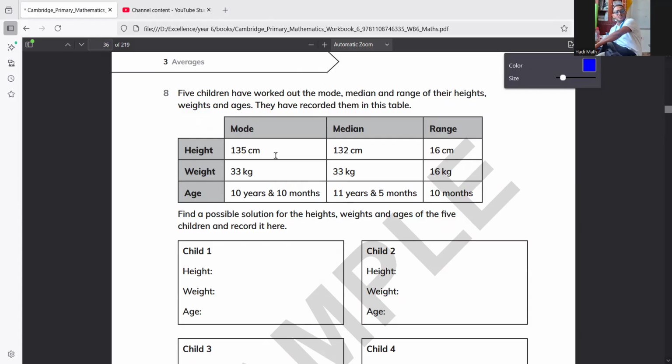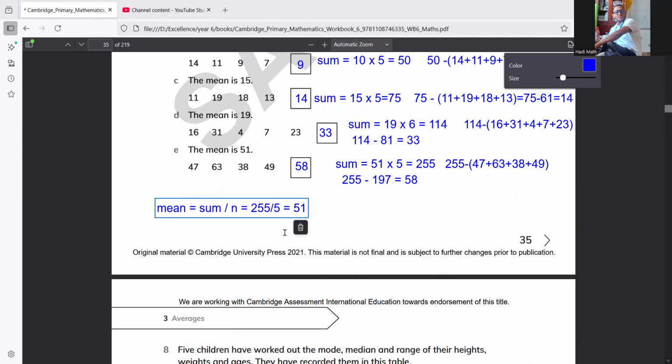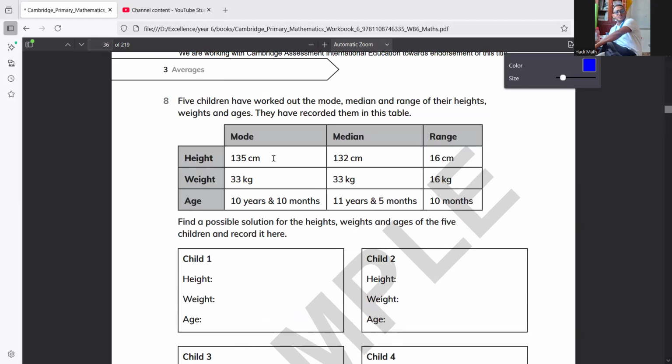What does it mean? When I say the mode is 135, that means at least the 135 is repeated 2 times, because the mode is the most repeated. So at least write 135 twice. And because there are 5 numbers or 5 children, they have only one median. So the median is 132, the number exactly in the middle.